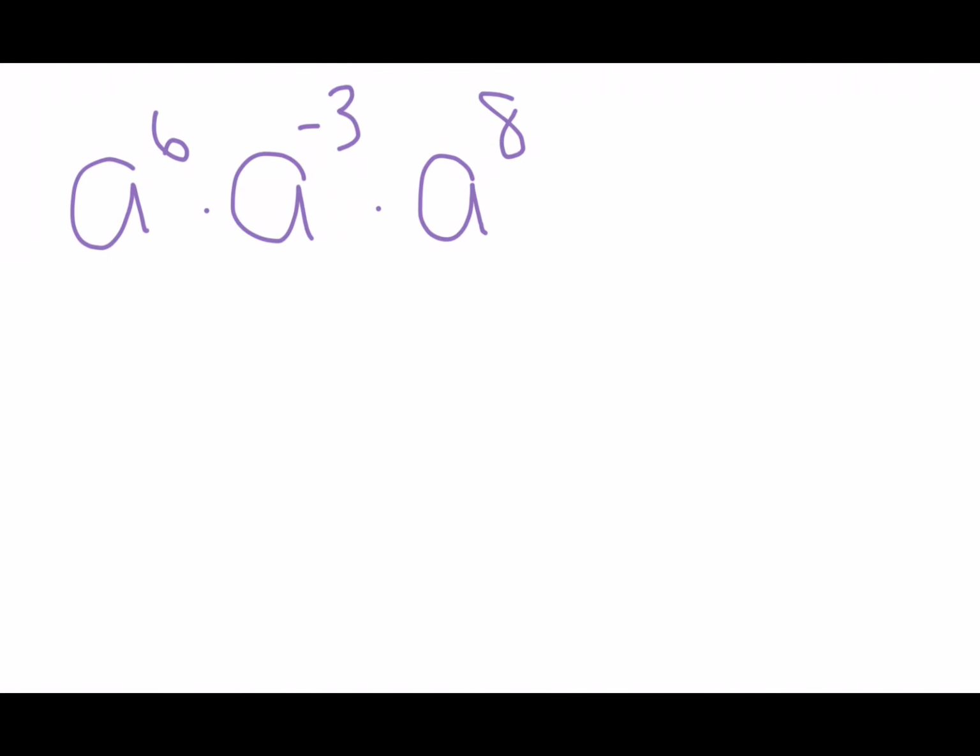Alright, so say I had this problem. Go ahead and pause it and see what you get. You should have gotten a to the 11th power. 6 minus 3 gives you 3, and then 3 plus 8 gives you 11. You're just adding the exponents because you have all of the same base, a, and then you add the exponents.